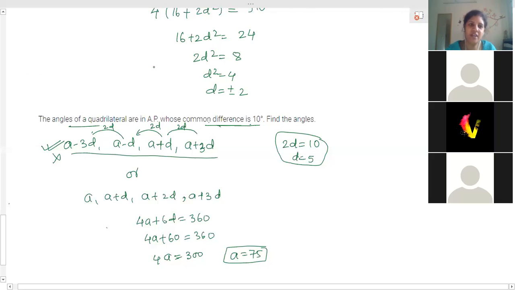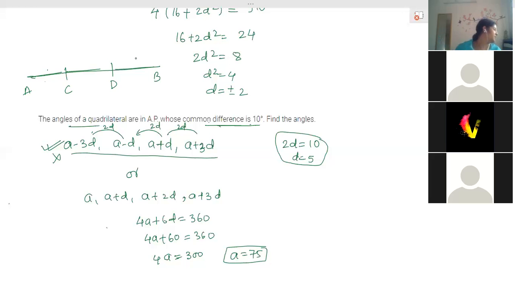So here this is a length. I want to divide AB, a total length of 10 centimeters, into 3 parts. We don't know what every distance is, but we know that the sum of these 3 parts will be equal to 10.